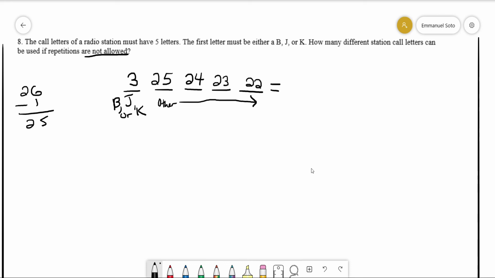All right, the fundamental counting rule states that we multiply all of these together. That's what we're going to do. So it looks like we have 910,800 different ways.